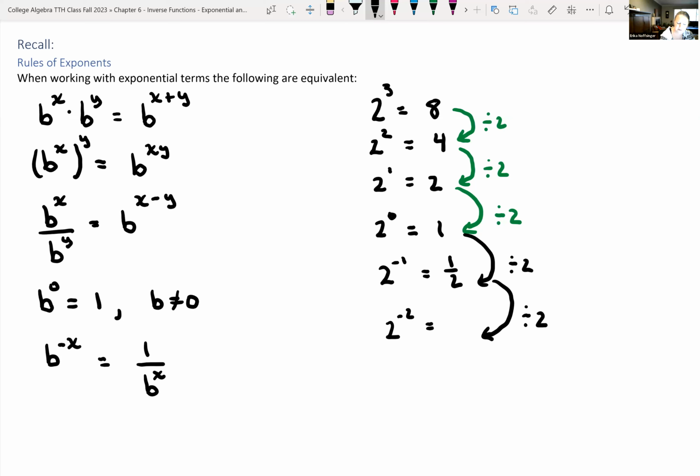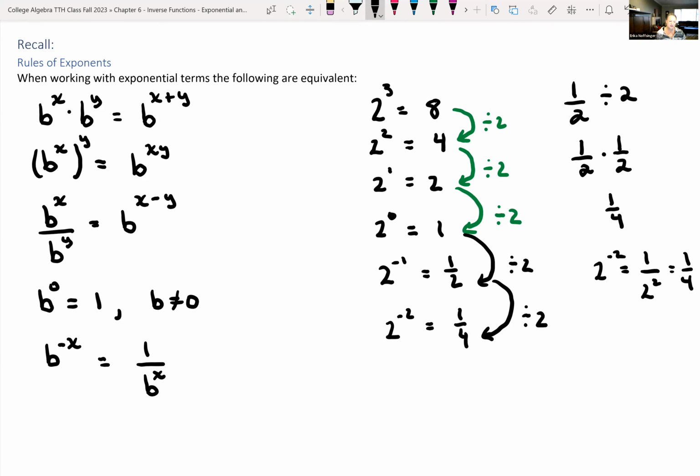So let's just write that up here. 1/2 divided by 2. Recall when you have division with fractions, you take the first number times the reciprocal of the second number. So the reciprocal of 2 is 1/2. So 1/2 times 1/2 gives us 1/4. Which, if we use that property, 2 to the negative 2 power, we could rewrite this as 1 over 2 squared, which is also 1/4.